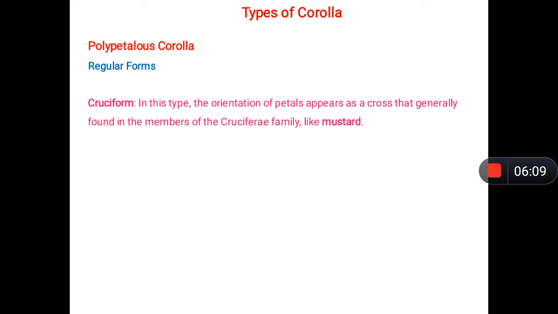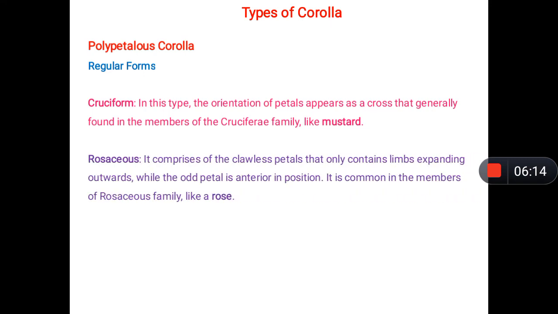Best example is mustard. Next is rosaceous. It comprises clawless petals. That means in these petals claw is not present. It only contains limbs expanding outwards, while the odd petal is anterior in position. It is common in the members of Rosaceae family like rose.